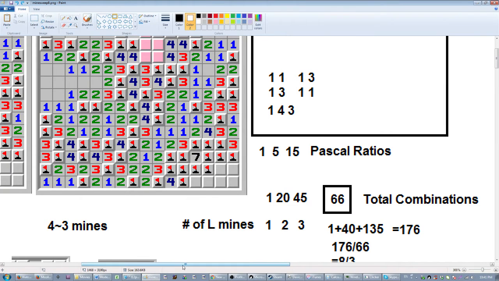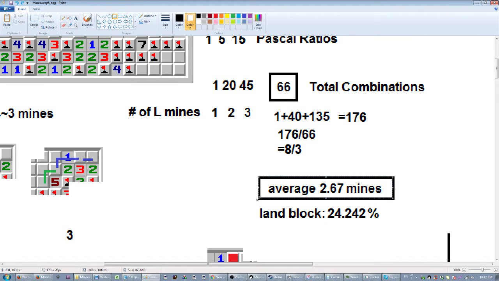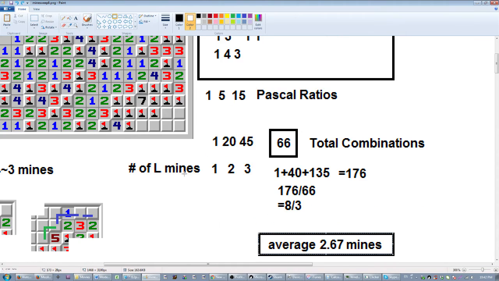And so the simplest way to do this, we take the total combinations and multiply the number of mines to each of them. That is, we get this, and then we just add them all together and we get 176, and then we divide this by the total combinations right here, and we get the average number of mines. So it's larger than 2. We thought it was 2, but it's larger than 2, obviously, because the larger the number, the more combinations there are, meaning it's more likely to happen.